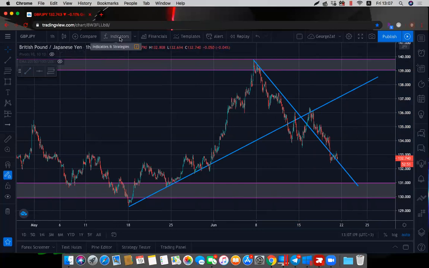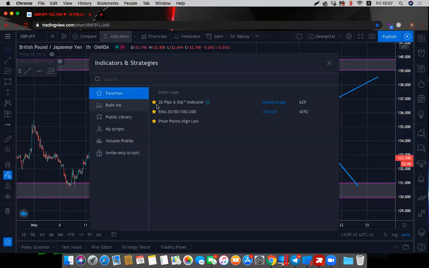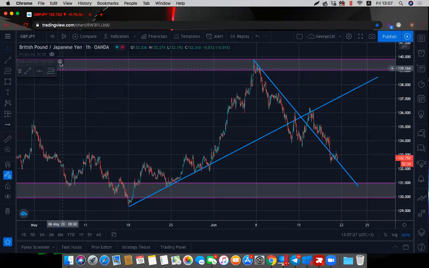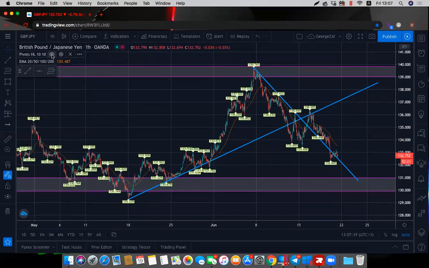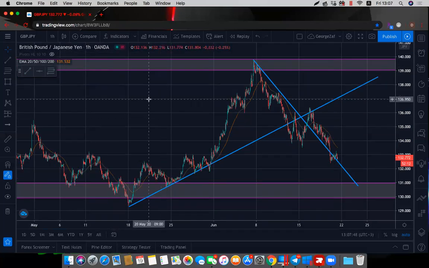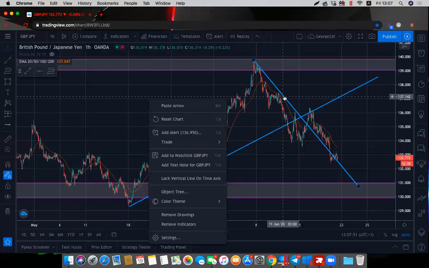Okay, so you come to indicators and you search for EMA 50 and pivot points, high and low. Okay, you just favorite them and you will find them here. So if you want to use them, you just enable them. You see, this is the EMA 50. And the pivot shows us the highest highs and the highest lows. It will help us for the Fibonacci. So we don't need them now. So let me erase the trend lines.